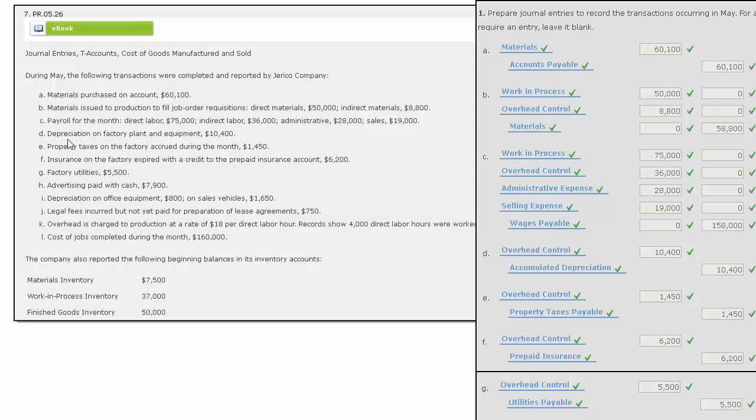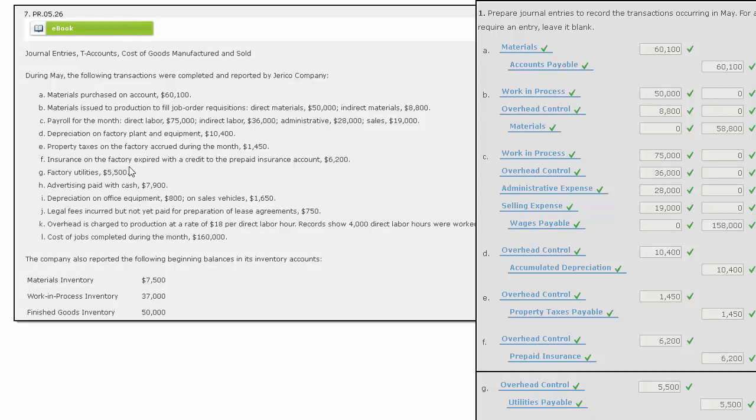And transaction D says we have depreciation on factory plant and equipment. Well, depreciation on factory plant and equipment means it's an overhead item. It's an indirect cost of manufacturing the product. So the debit is to overhead control, the credit is to accumulated depreciation. For entry E, we've got property taxes related to the factory, accrued of $1,450, again a debit to overhead, a credit to property tax payable.